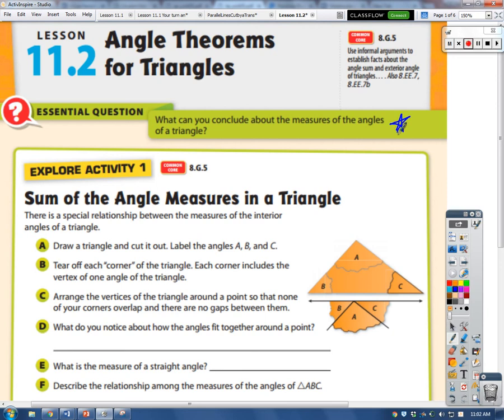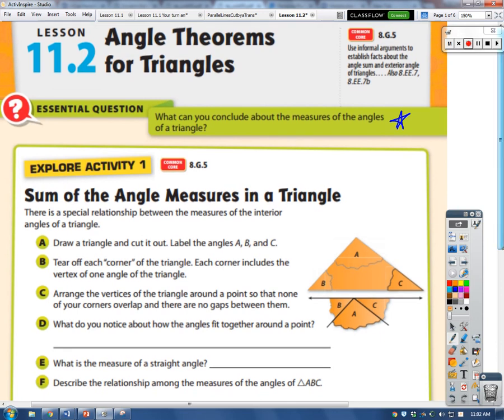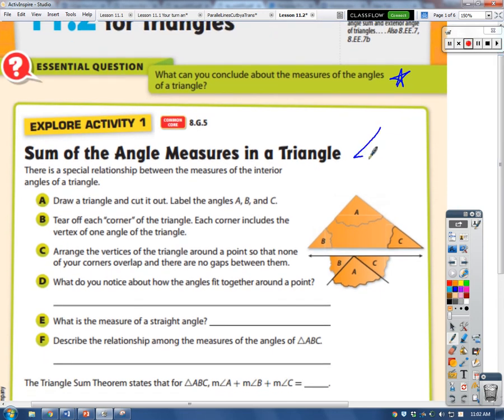So moving right into Explore Activity 1, sum of the angle measurements in a triangle. So sum again is adding angle measurements in triangles. There is a special relationship between the measurements of the interior angles of a triangle. So first of all, interior angles of a triangle are all of those angles on the inside. So these are all our interior angles of a triangle.